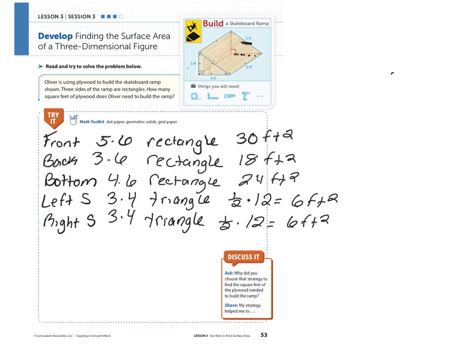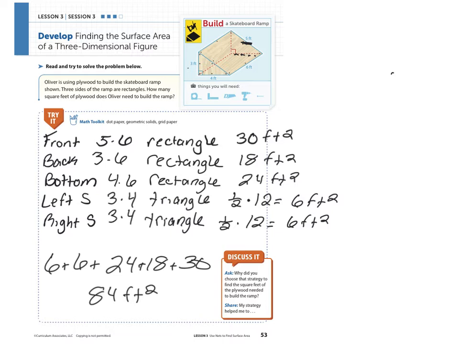So to find surface area, you have to find the area of every face and then add them all together. So you're going to add your 6 plus your 6 plus your 24 plus your 18 plus your 30. When you add all of that up, you should have 84 feet squared.